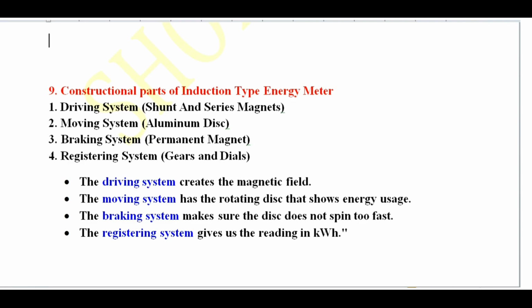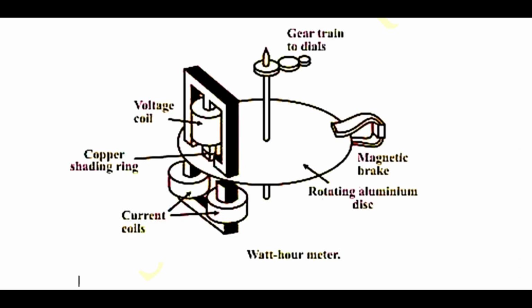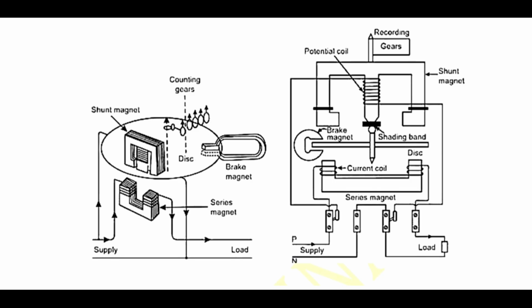First, driving system. It is like the engine of the meter. It consists of two magnets, shunt magnet and series magnet. These two magnets work together to create a magnetic field. And this will drive the next part of the meter. Shunt magnet measures the current. Series magnet measures the voltage.